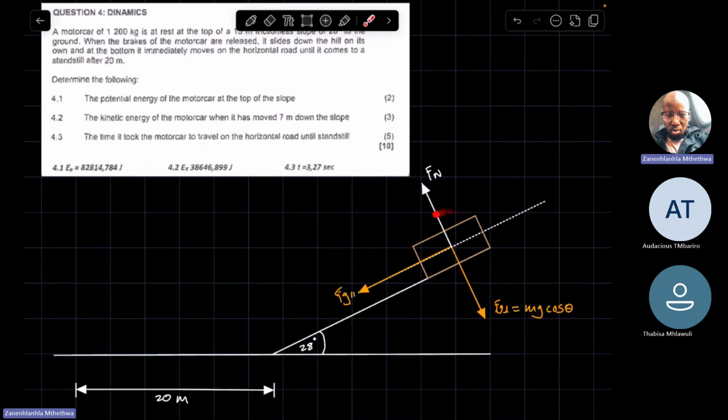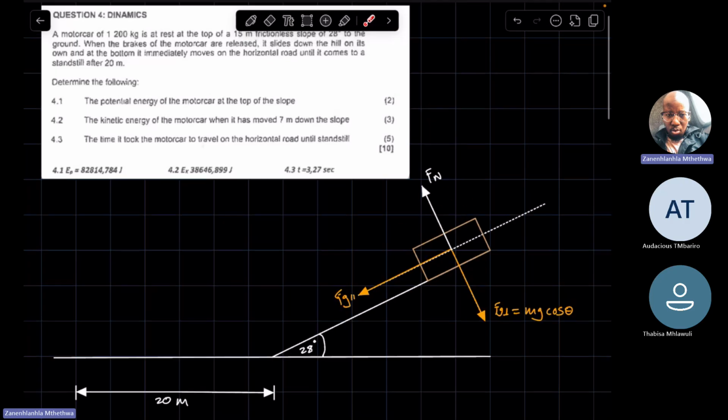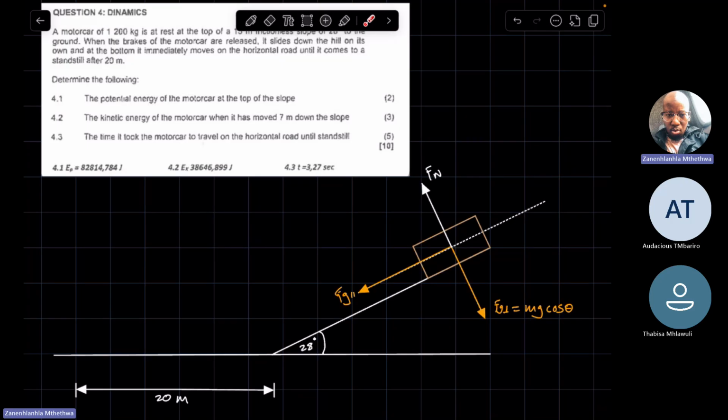So this object is being kept at the top of the hill because brakes are being applied. As soon as those brakes are released, this then starts moving down the incline on its own. After which, when it gets to the bottom of the incline, it then comes onto a horizontal road, and the motor car, after 20 meters, comes to a stop. So as far as other forces that this object is being subjected to when the brakes are released, which are those forces? There are absolutely none. Why?